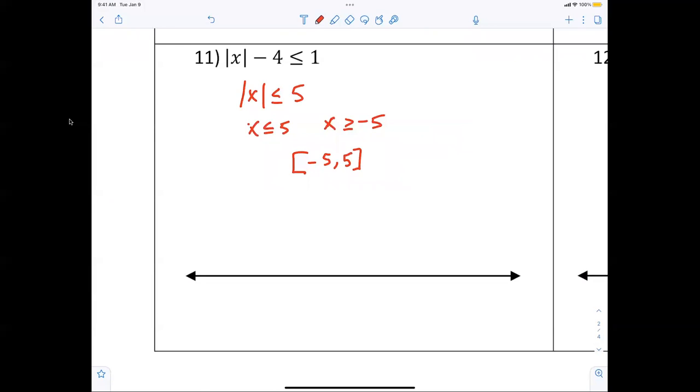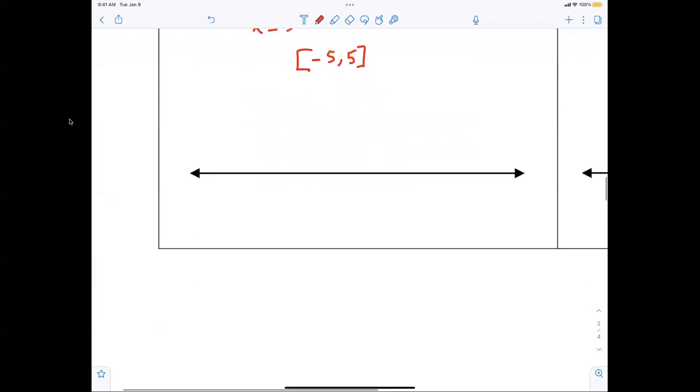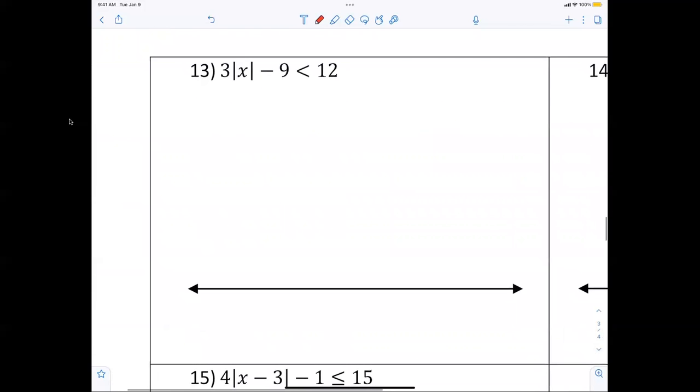You isolate the absolute value just like you isolated the absolute value when it was an equation. Now you isolate the absolute value even though it's an inequality. There's no difference. And then every time you have an absolute value, you're going to have how many solutions? 2 solutions. That's just the nature of it. So with that, I just want to continue down.